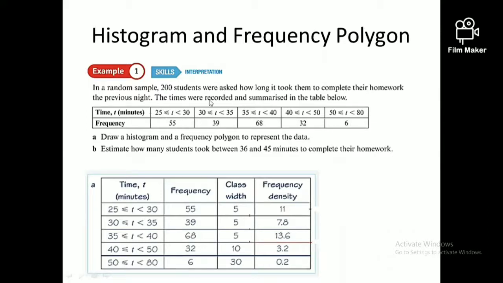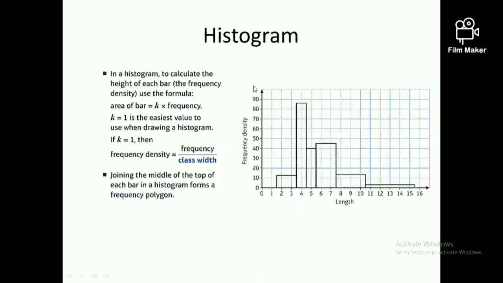Here the width is also 5. Here the width is 5. But here the width is how much? It's 10, and here it turns up to 30. If these widths are not similar, we cannot draw a histogram. Straightforward, we cannot draw the frequency on the y-axis.